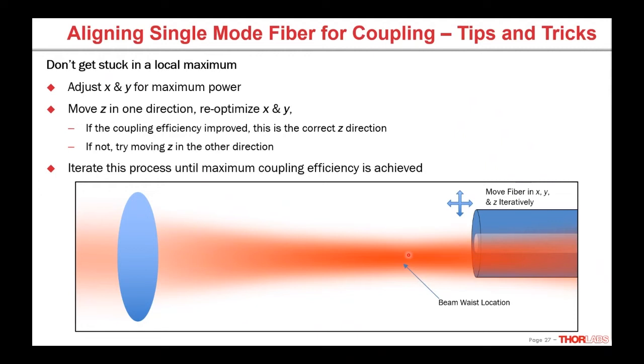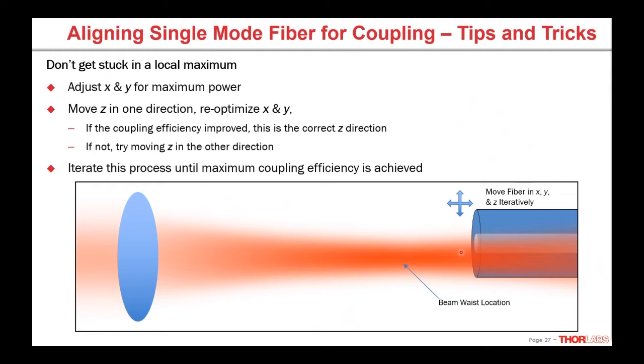So you can't just turn X, turn Y, turn Z until you get the highest number and be done. You really need to use an iterative process, and the idea is adjust X and Y for maximum power. So that's trying to center the fiber in this beam. But you're probably not going to be perfect. Then write down the output power, then move Z in one direction, re-optimize X and Y, and see if that power increases over the original. If so, we're going in the correct Z direction, and if not, we're going in the wrong Z direction.